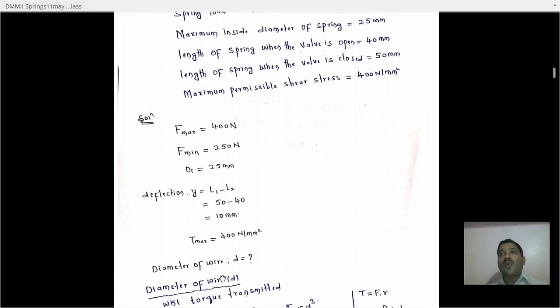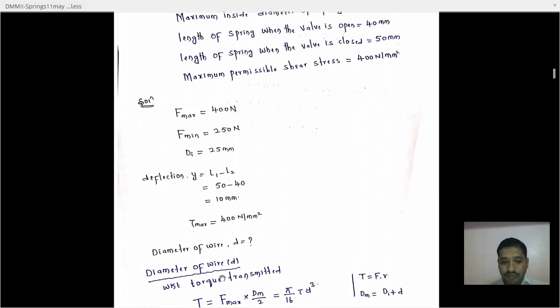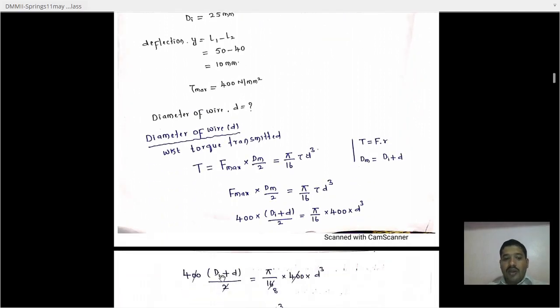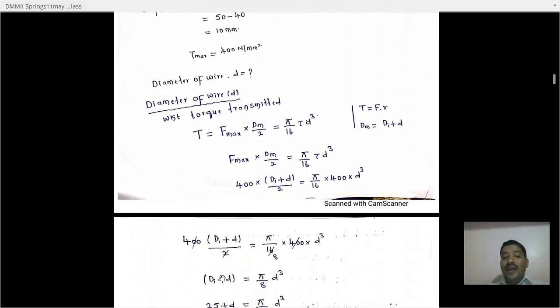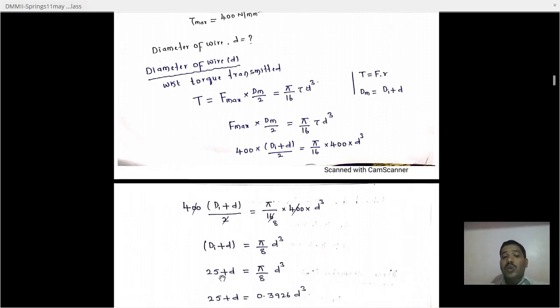So in this case, what we need to find out is the diameter of the wire. We know very well, if you want to find out the diameter of the wire, then you need to follow the torque formula. Torque, what is the formula? T is equal to maximum force into mean diameter by 2.